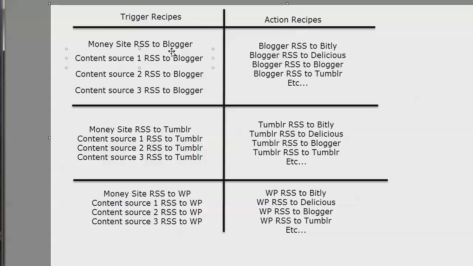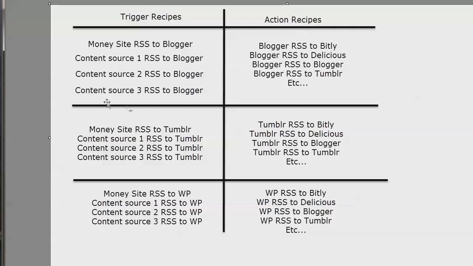That's all you need. You only need 2 sets of recipes, either the YouTube 2 recipes or the RSS2 recipes. So if your money site RSS feed to Blogger, which would be a typical Tier 1 recipe, then you use your RSS2 recipes, but you use the Blogger RSS feed to feed the rest of the network, all right? So you set up the action recipes one time and that's it.